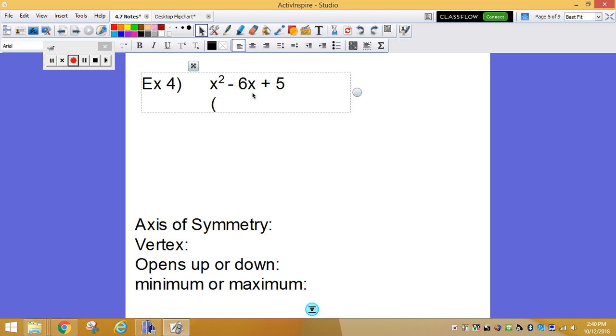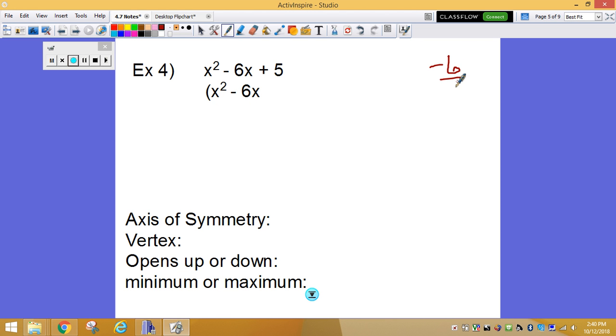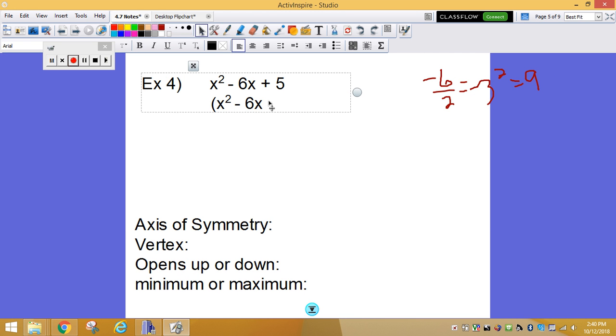So I'm going to have this, bring this down. To figure out what I'm going to add, I take my -6, divide it by 2, and get -3. And we square it and get 9. So I'm going to add 9 here. I'm going to bring down my 5 on the outside. And if I added 9 on the inside, that means I'm going to subtract 9 on the outside.